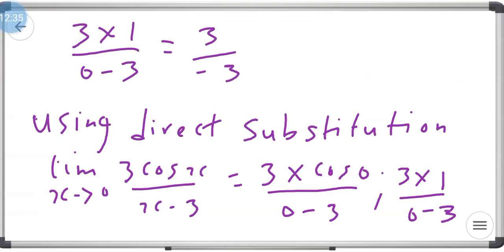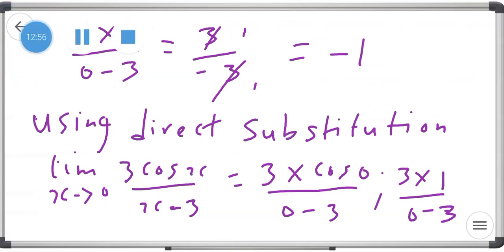Now from here, 3 divided by 3 is 1, which implies minus 1. So having solved the limit as x tends to 0 of 3 cos x all over x minus 3, we got minus 1. Do not forget that we are solving questions under limit of a function.